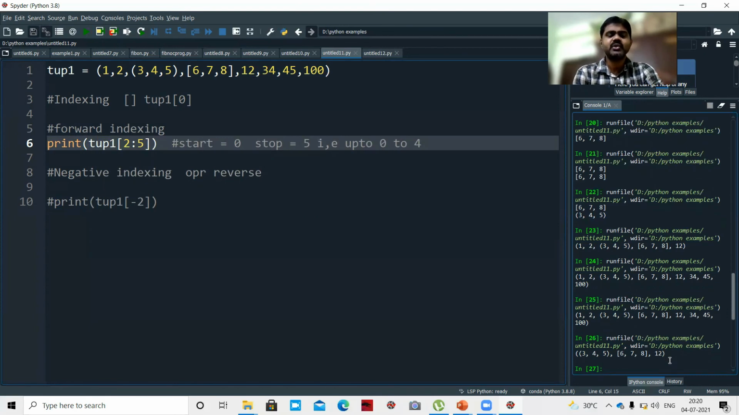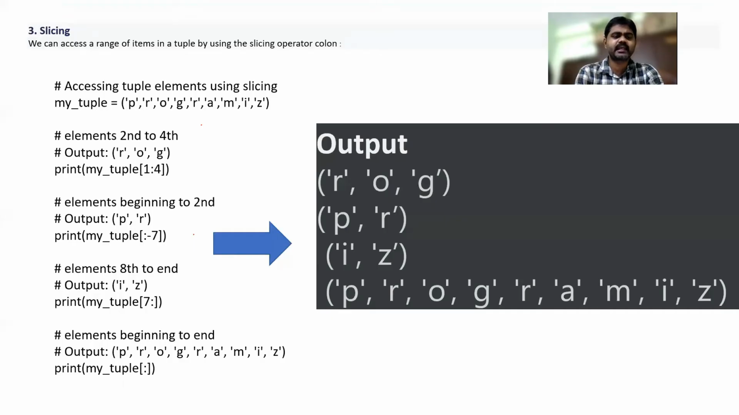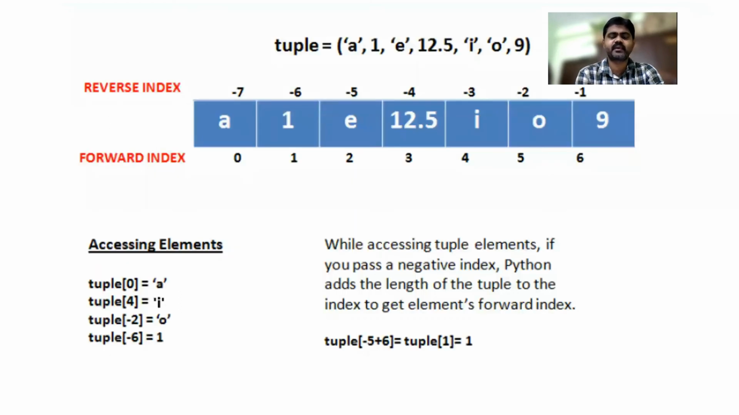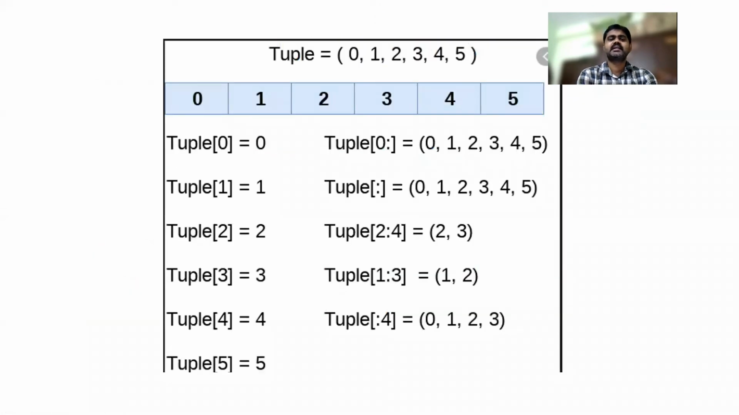Okay. So there are many ways we can use slicing. We can use slicing to access a range of items. This we already discussed: forward indexing and reverse indexing. Forward indexing always starts with 0, so 0 to 6. In case of reverse indexing, it will always start with -1, so -1, -2, -3, -4, like that. So this is what slicing is.